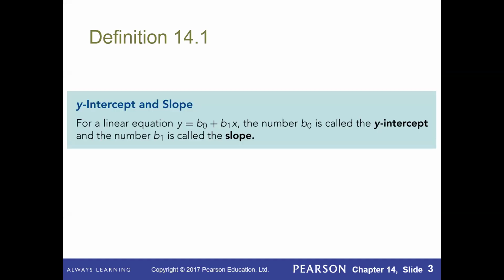For a linear equation, y is equal to beta naught plus beta 1 x. The number beta naught is called the y-intercept and the number beta 1 is called the slope. Combined, we call these two the regression parameters.